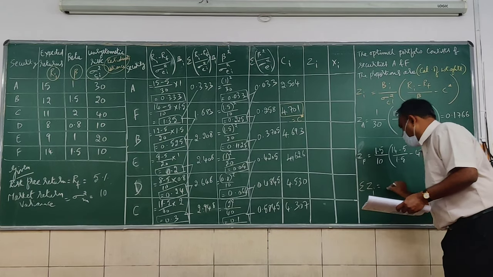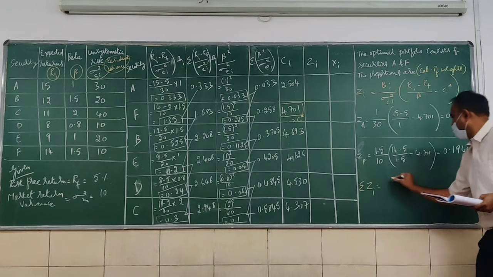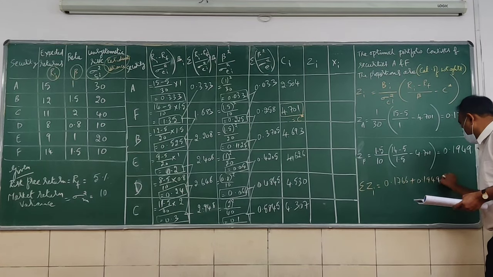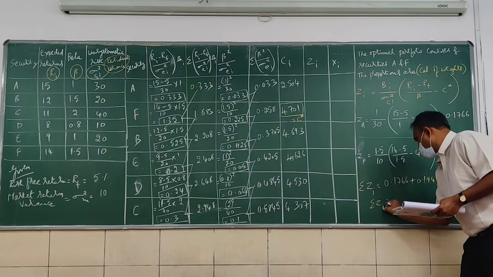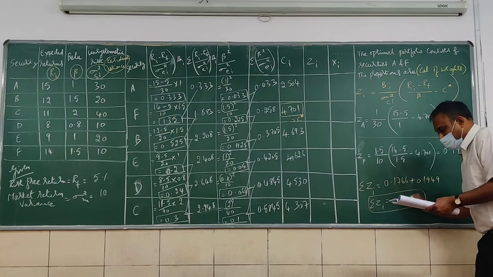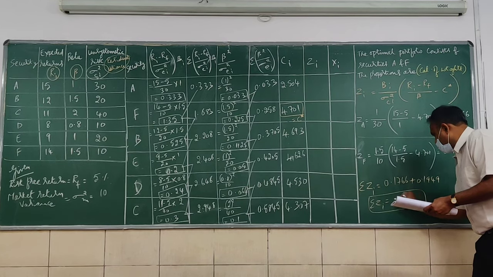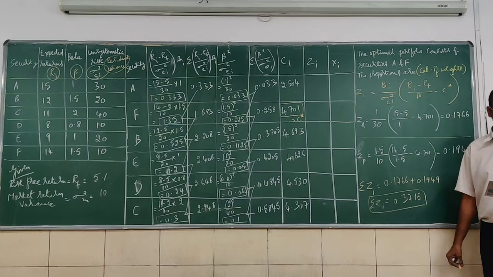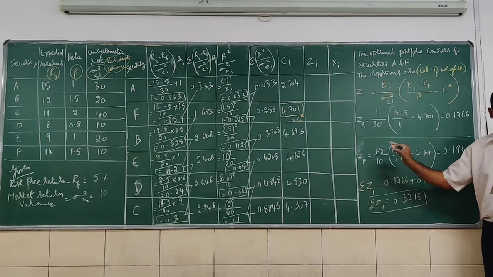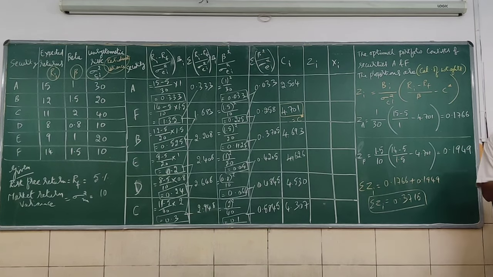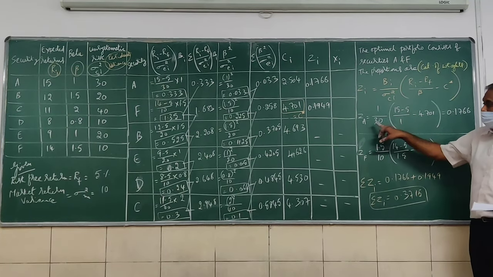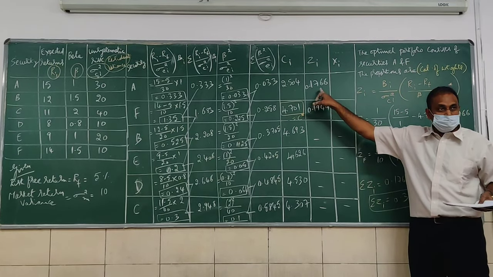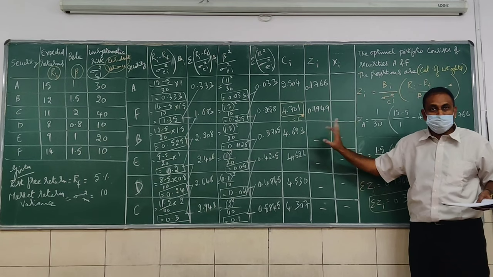Summation ZI, I will add both values now, 0.1766 plus 0.1949, so summation ZI is 0.3715. What is the use of this? I will explain now. Look, I have done ZA and ZF. Those values are taken in the ZI column, A and F column.